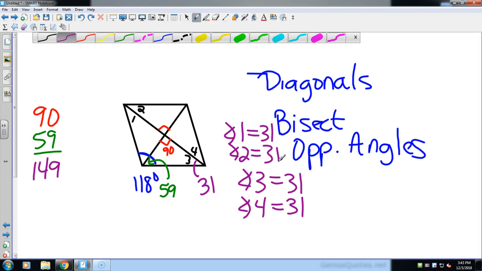So that's about it, guys. That is Chapter 7, Section 4, Properties of Special Parallelograms.